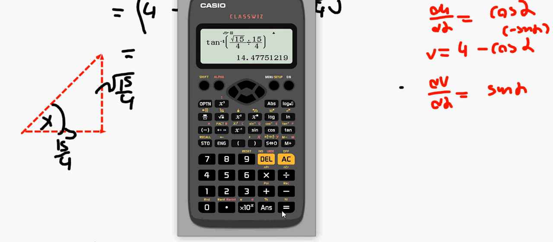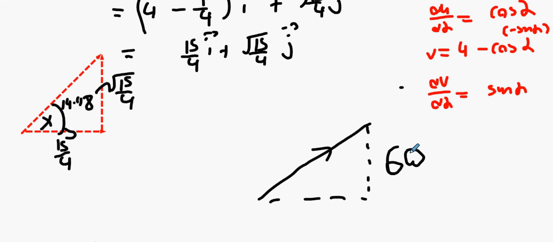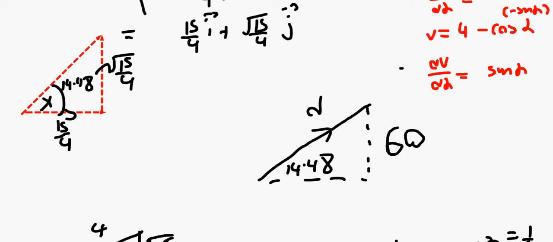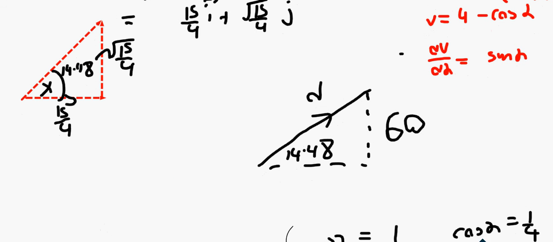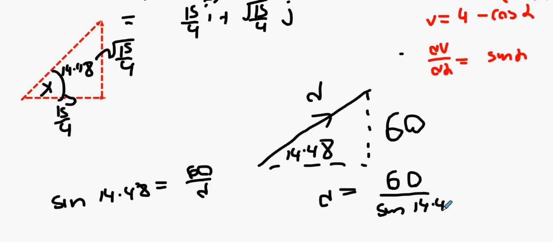14.47 or 14.48. And if I extend that onwards to where this is, it takes 60 meters across the river, that's 14.48, and I'm looking for angle length d. What I'm going to say is that d here, hoping this comes out as 240-ish. So sine 14.48 equals 60 over d. D equals 60 divided by sine 14.48.